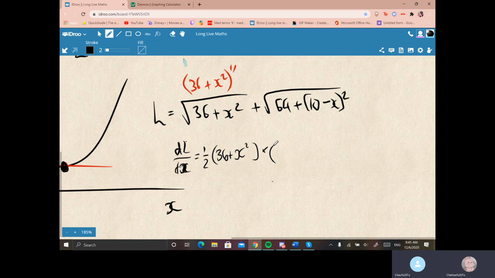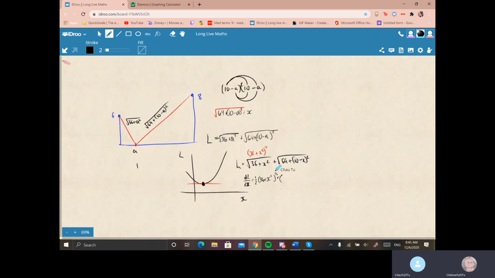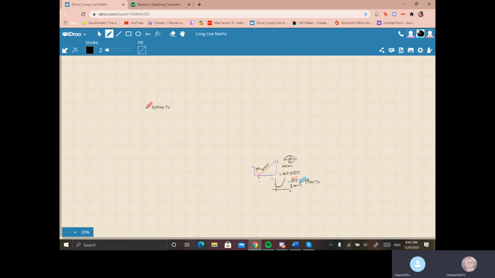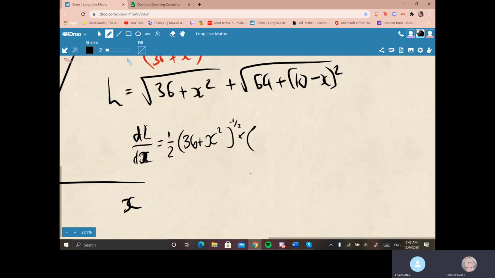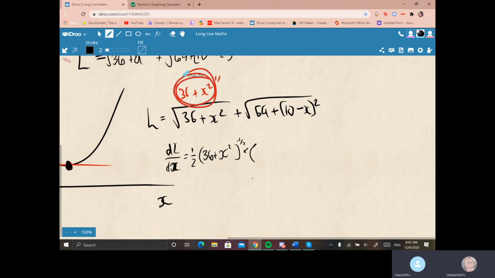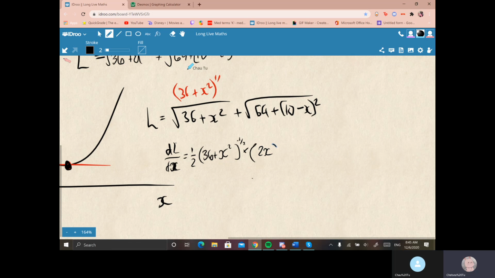The power gets minus by 1, Chelsea. And then times the derivative of the bubble itself. What's the derivative of this? What's the derivative of that, Chelsea?